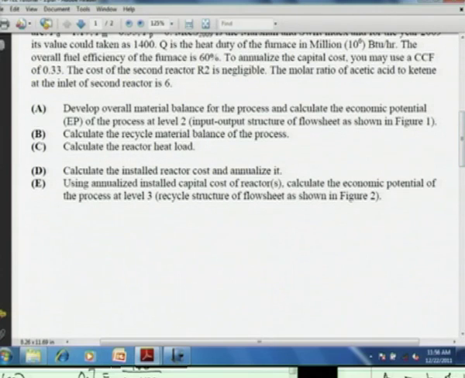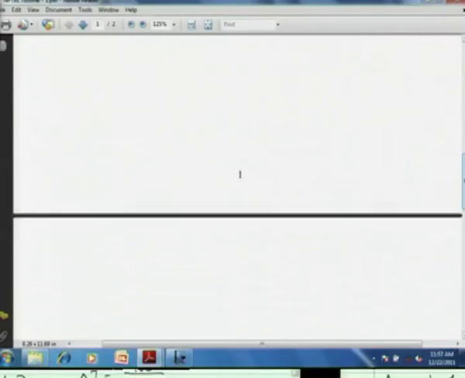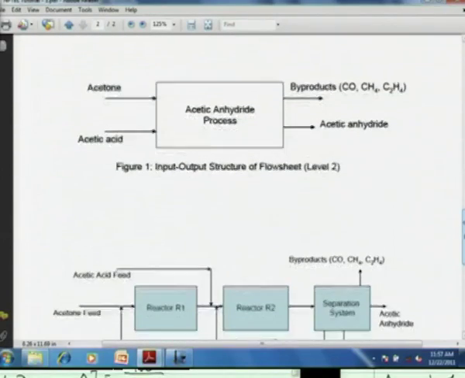Now, in the figure that I will show, this flow sheet will be shown. Okay. Now, the calculation of the recycle material balance of the process, then calculation of the reactor heat load, then determination of the installed reactor cost and then annualizing it, and finally using the annualized capital cost and the cost of all the other process flows, calculation of the economic potential of the process at level 3, that is the recycle structure of the flow sheet. Now, let us see the input output and the recycle structure before we proceed with the calculation.